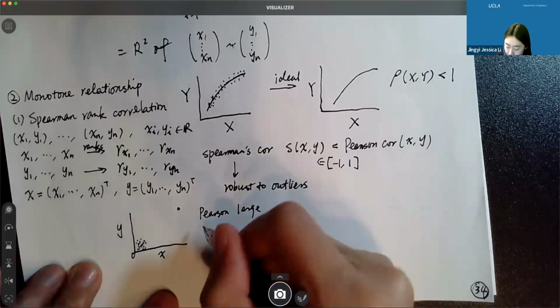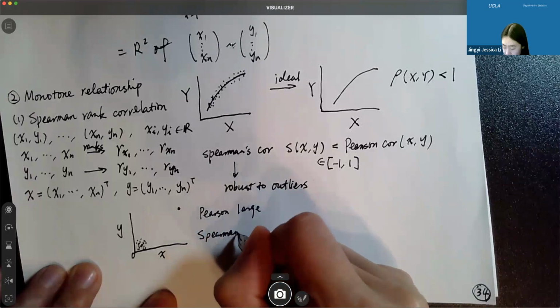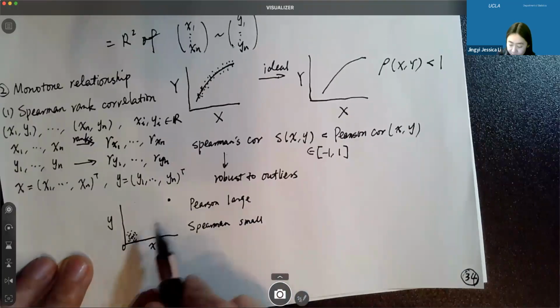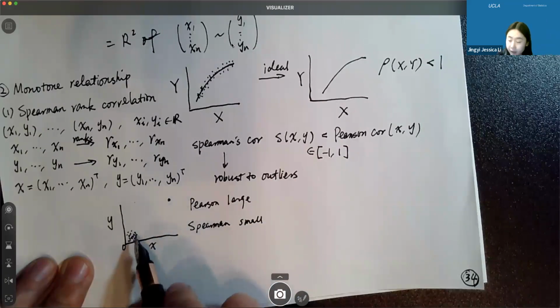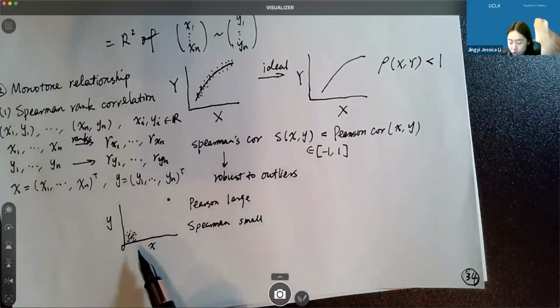But if you calculate the Spearman correlation, you can have a small Spearman correlation. The reason is that if you convert to rank, then this point is no longer an outlier. So therefore you can have a scatter, right? In terms of the ranks. So that's one advantage.